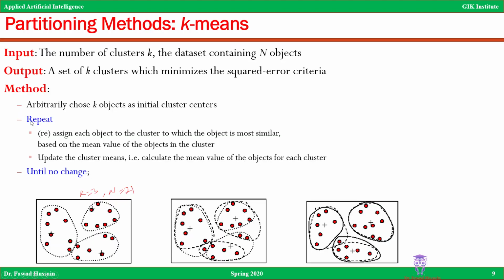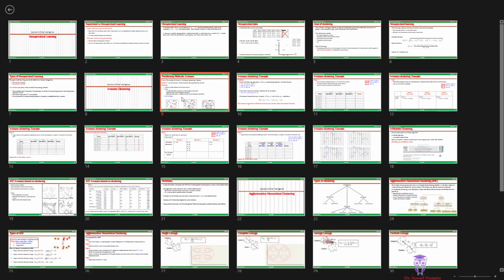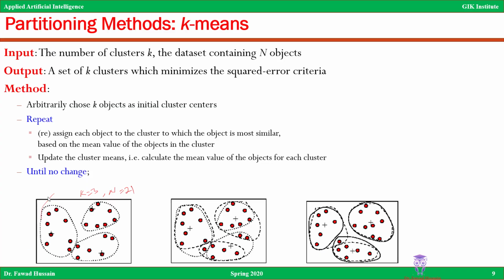So how does it work? The first thing you need to do is arbitrarily, which means randomly, choose k objects as initial cluster centers. So in this data, since my k is 3, I'm going to choose 3 different data points, and I will say these 3 data points are the centers of the 3 clusters that I'm looking for, and they're totally randomly chosen. So we have chosen these clusters. This is the first one that we have. Let me call it C1, the center of cluster number 1. This is the second one.